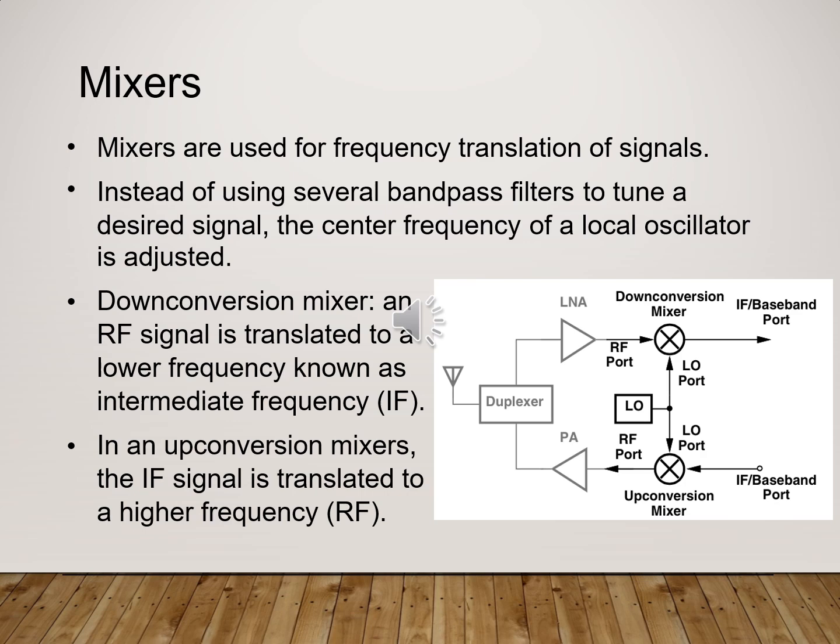Mixers are used for frequency translation of signals instead of using several band pass filters to tune at desired signals. The center frequency of a local oscillator is adjusted so that we have the intermediate frequency, and we adjust the RF by the local oscillator frequency. Now, in a down conversion mixer, an RF signal is translated to a lower frequency known as the intermediate frequency. In up conversion mixers, the IF is translated to a higher frequency RF.